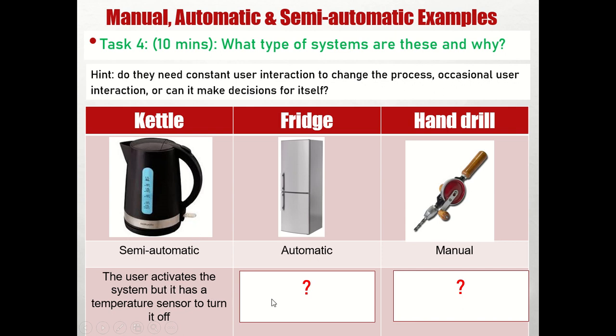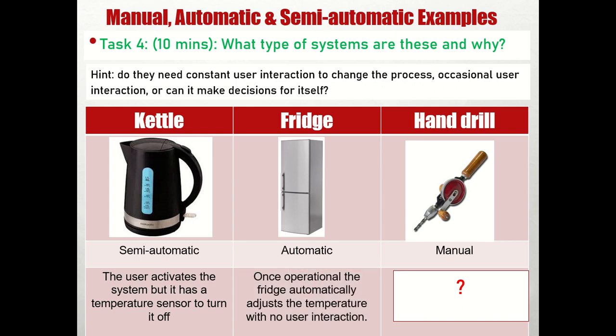Now, a fridge is automatic. The reason for that is once it's operational, the fridge automatically adjusts the temperature with no user interaction. So you turn it on, it knows that if it gets too hot it cools down, if it gets too cold it lets it warm up. It's thinking for itself. And then finally the hand drill, the difference here, the user provides all of the input, which means the user has to turn that handle around and around, and if the user doesn't do it, nothing happens.